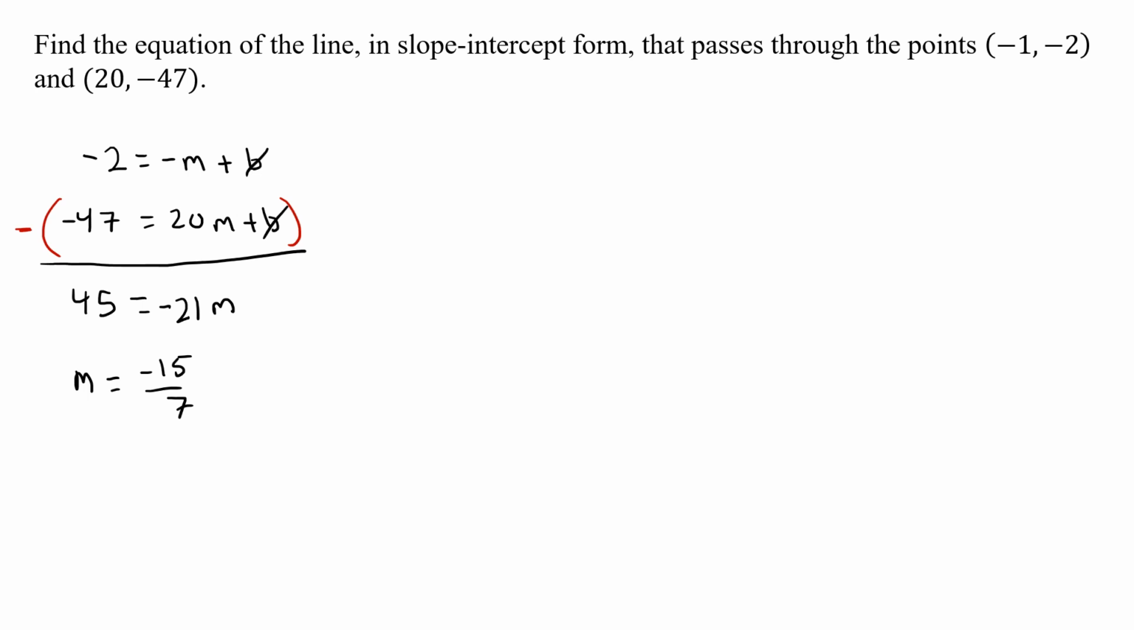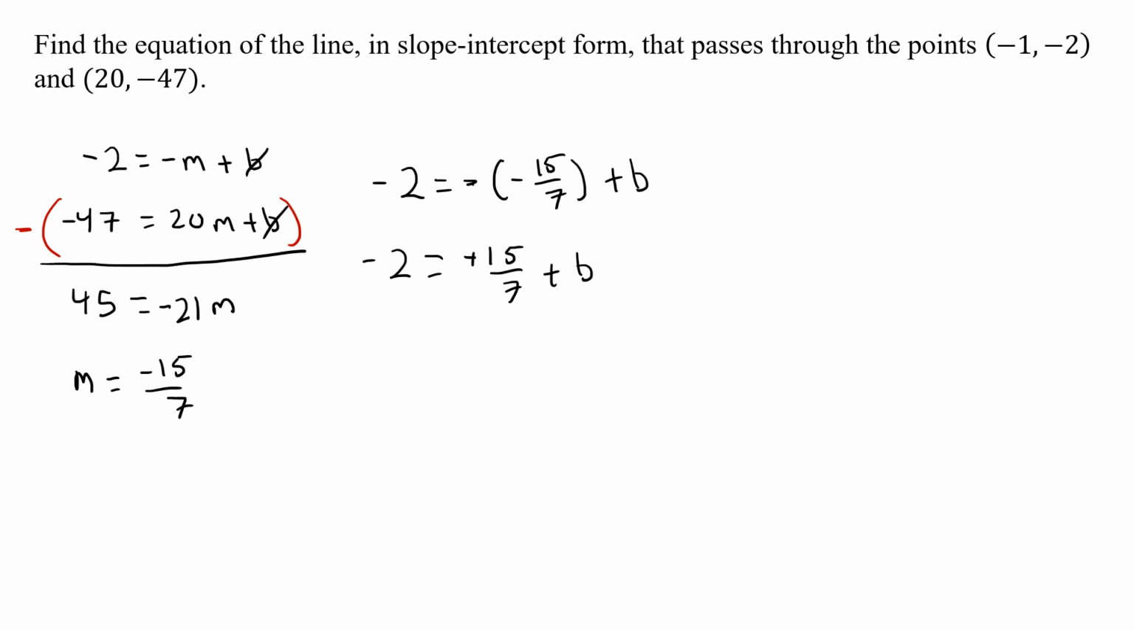Okay. Now I have that, so we're going to plug this back in to the first equation. We get negative 2 equals negative 15/7 plus b. And so negative times a negative cancels, so we get positive 15/7. Okay, so the next thing we do is we've got to subtract the 15/7 over.